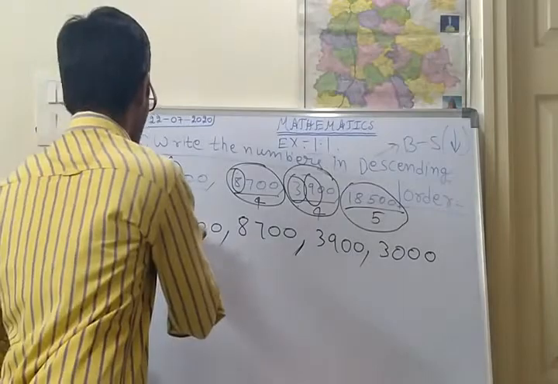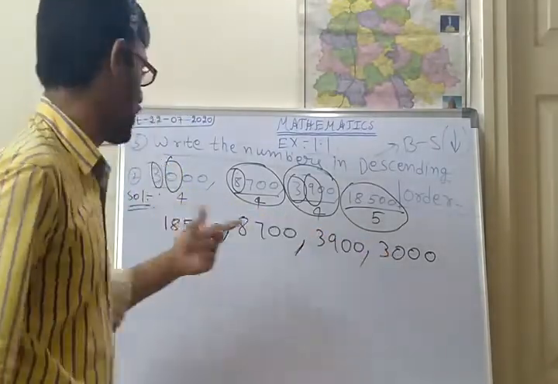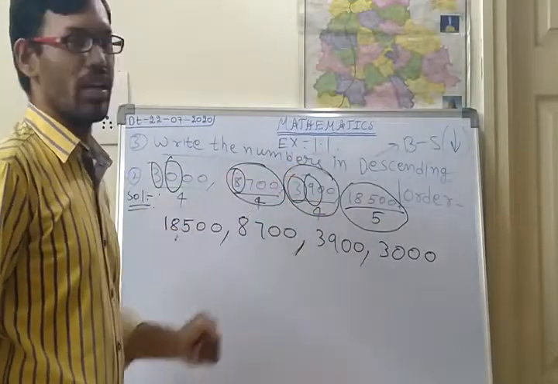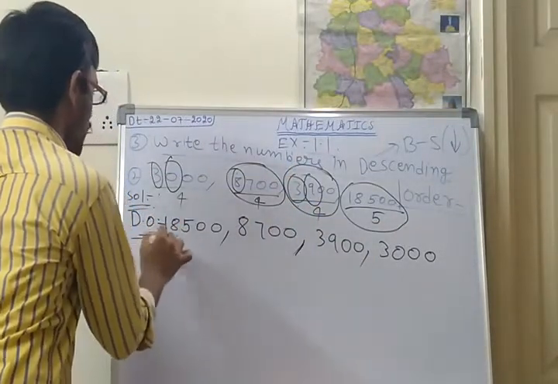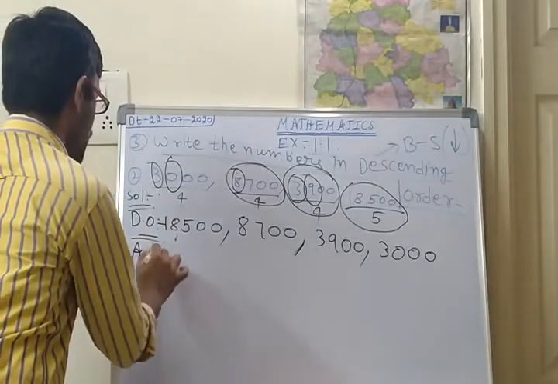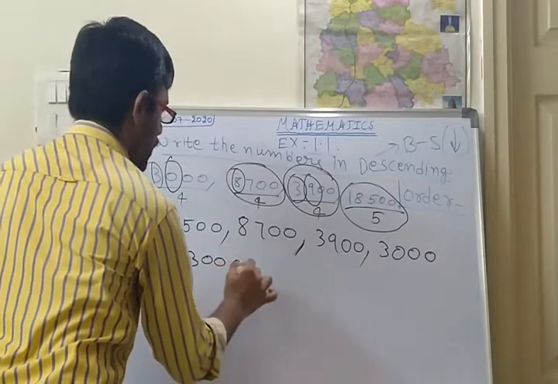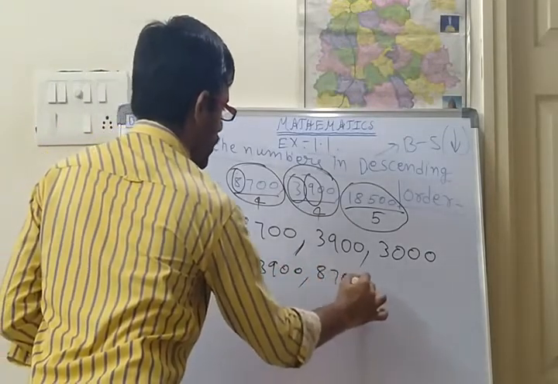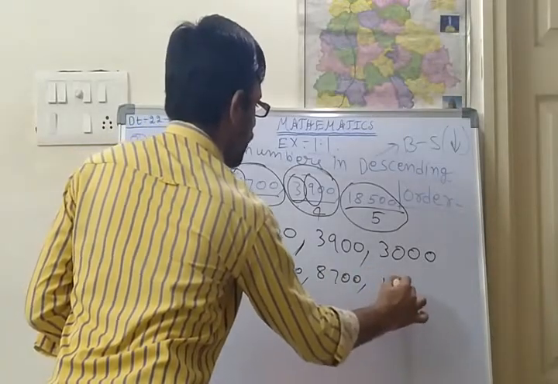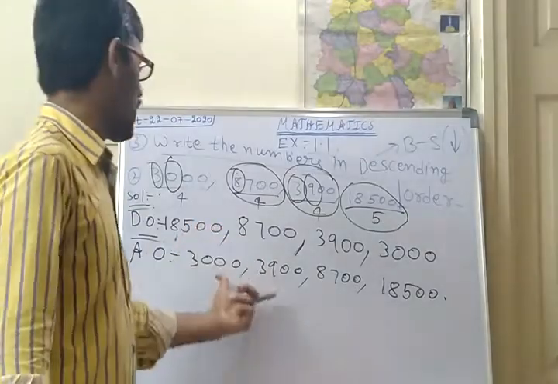So this is the descending order: 18500, 8700, 3900, 3000. Ascending, you can write ascending order also. Just reverse this one: 3000, 3900, 8700, 18500. So in the previous bit also you can write like this, ascending order and descending order.